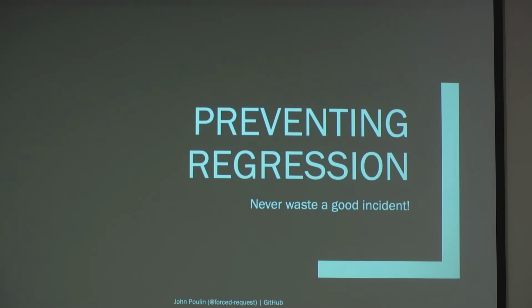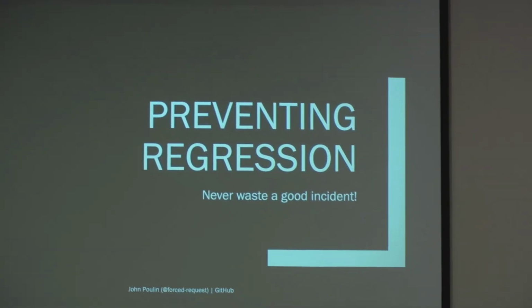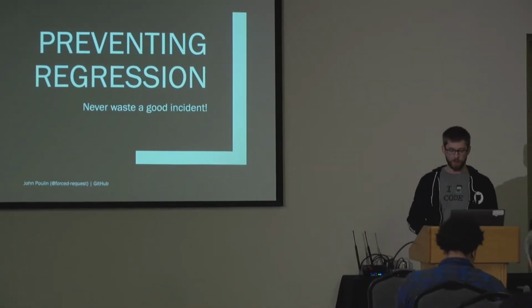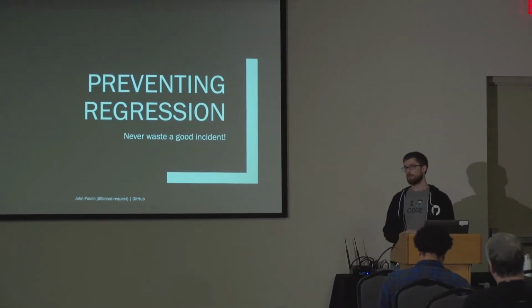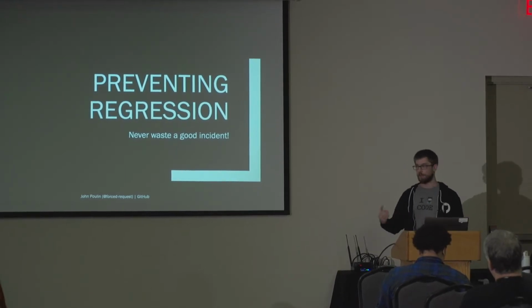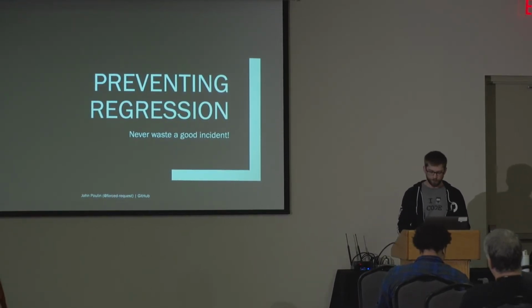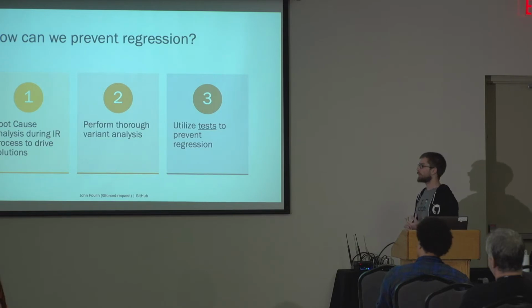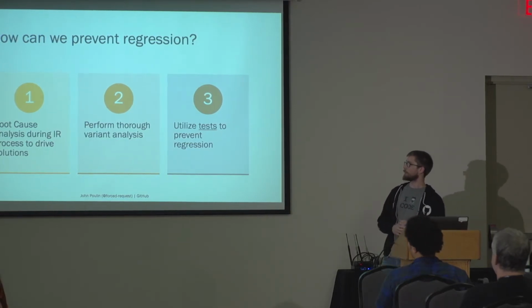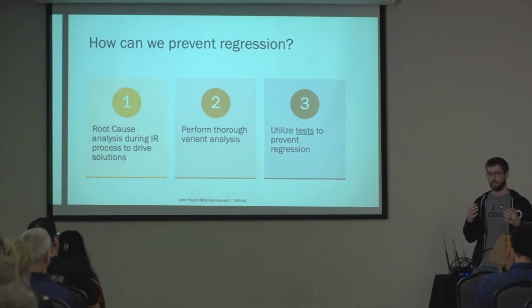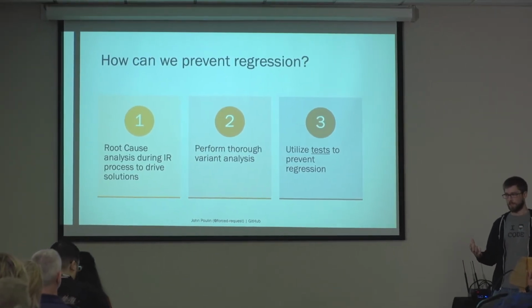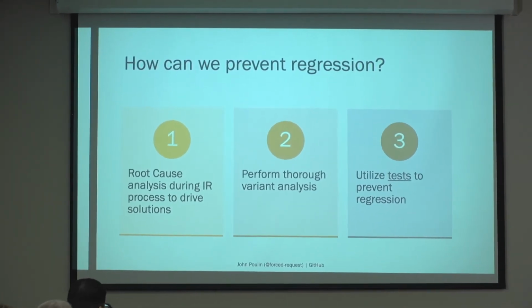So where do we go from there? We talked a little bit about incident response. Preventing regression is what we're going to talk about next. The goal with incident response is never to waste a good incident. So how do we prevent regression? If folks aren't aware of what I mean by regression, it's effectively ensuring that we don't have the same situation happen again.